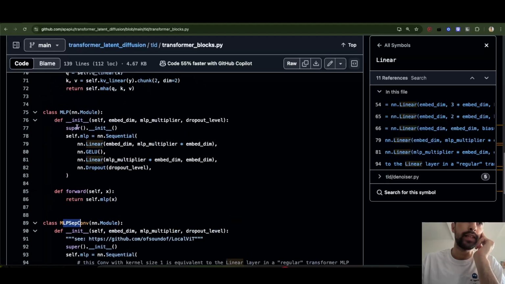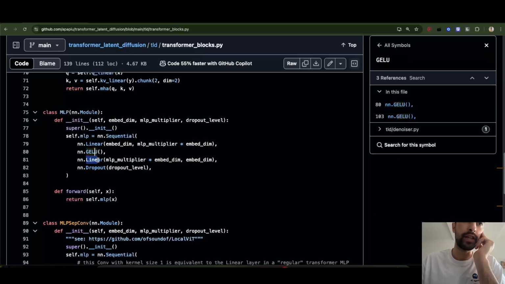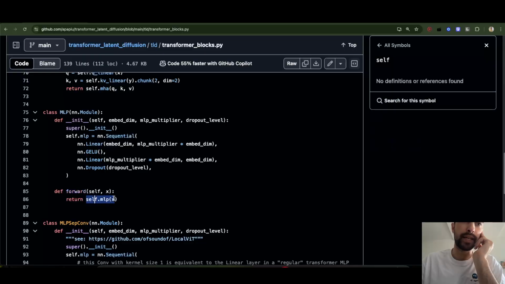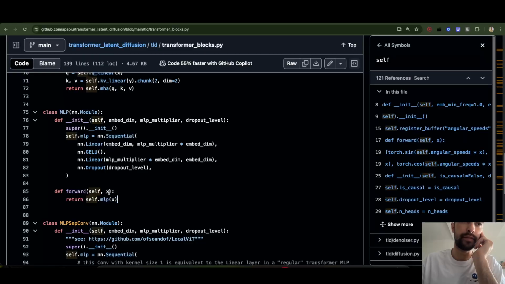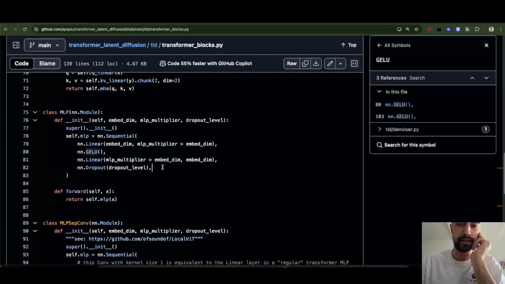Now let's look at this MLP layer and this MLP-SConv. So this is very simple. Just a sequential of linear, GELU activation, linear, and the dropout. And then forward will pass through all of this good stuff. So this MLP is defined here. That's the sequential list of these layers.